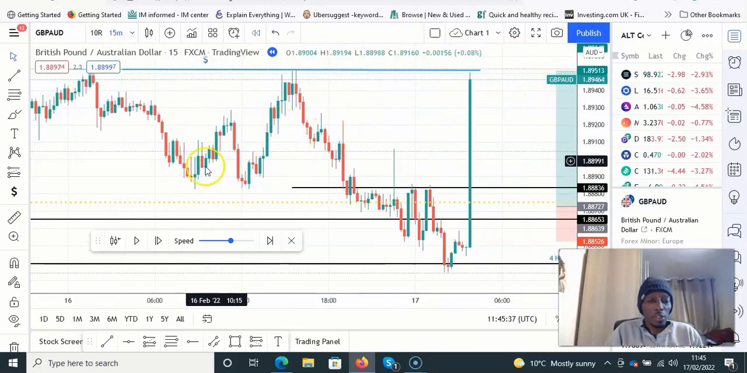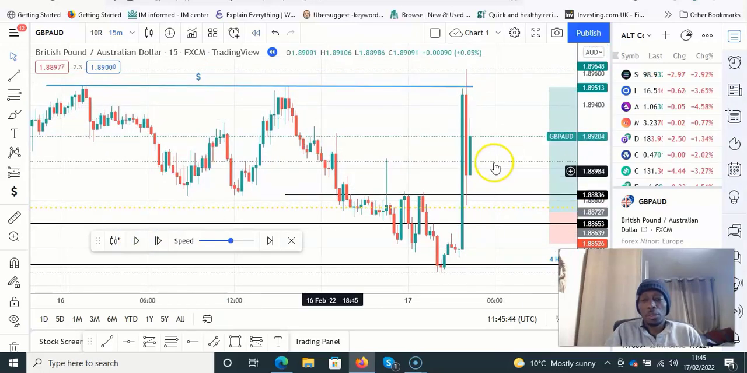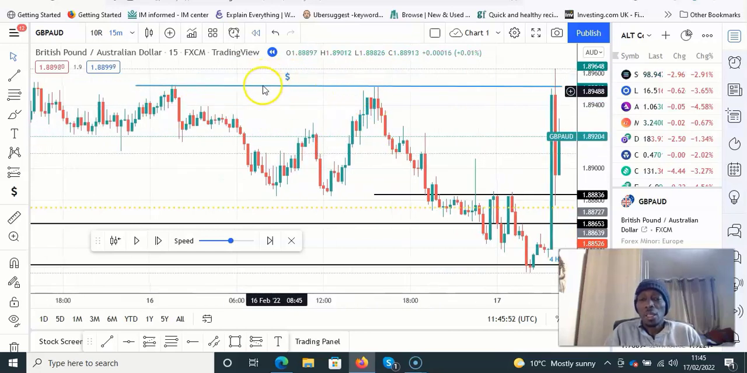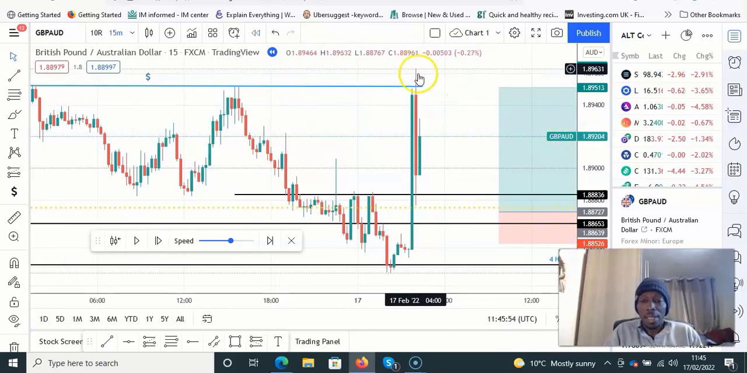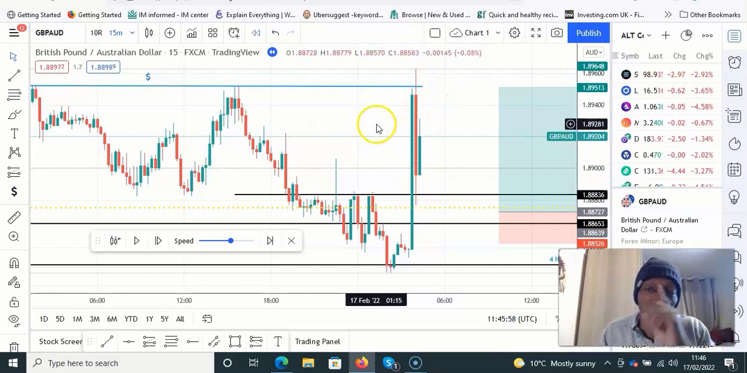I've got this in replay mode, so I'll show you exactly what happened. Boom. That's what happened. You're sitting here thinking, I'm waiting for it to bounce. It shoots up and takes out all these, there's millions of people thinking the same idea. It takes out all the retail money and then drops. But it takes the money first. So that's the first strategy.